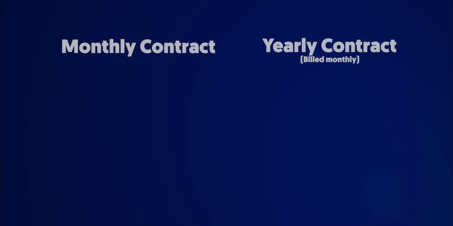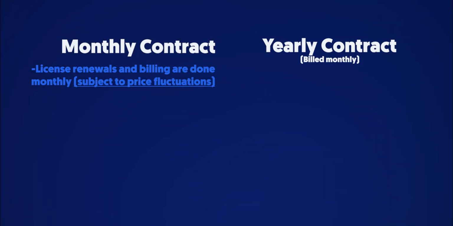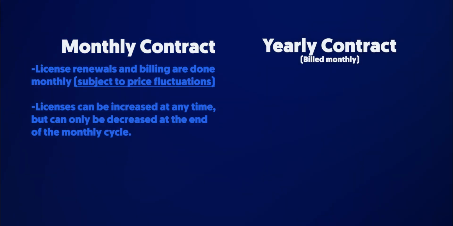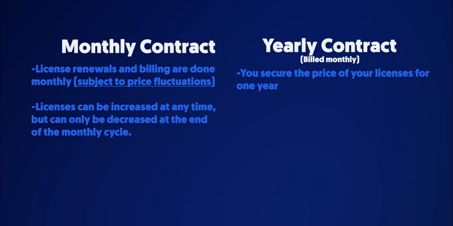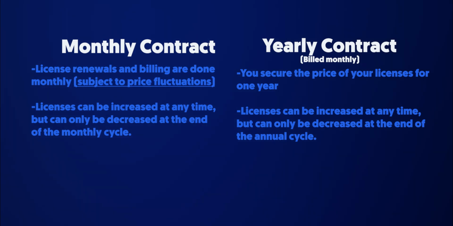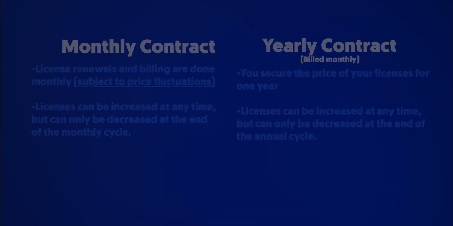The difference between a monthly contract and a yearly contract with monthly billing is as follows. With a monthly contract, your license renewals and billing occur monthly. You can add more licenses at any time, but you can only reduce them at the end of your monthly billing cycle. In contrast, with a yearly contract billed monthly, you lock in the price of your licenses for a year. You can also add more users as needed, but you can only reduce them at the end of your yearly billing cycle. Billing is also monthly.